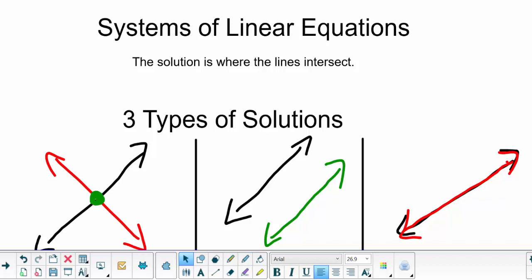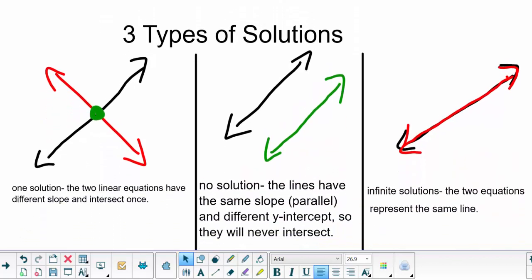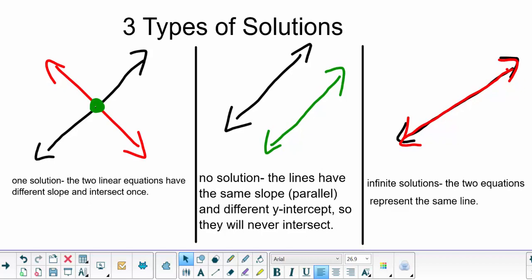So the solution is where the lines intersect. We have three different types of solutions. If we have two equations here, we could have one solution. That means the lines have different slopes, so they're definitely going to intersect somewhere. And then no solution means the two lines are parallel, so they have the same slope but a different y-intercept. And then infinite solutions means the lines land right on top of each other, so they are the exact same line.